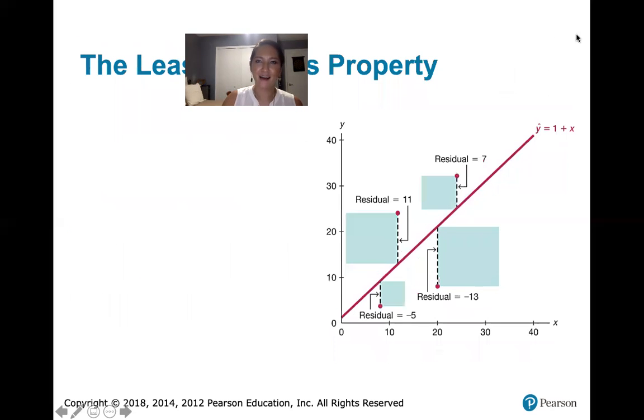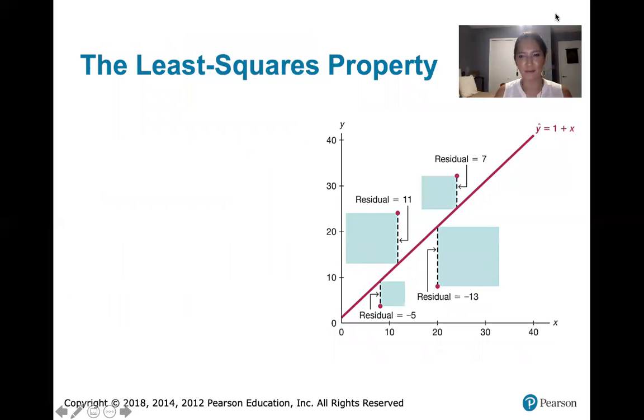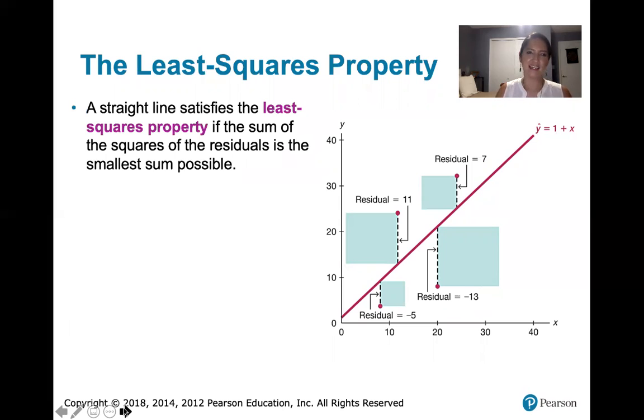Okay, so now we can talk about the least squares property. If you were wondering why there were all these little squares around here, there's a reason for that, and it's related to this least squares property. This least squares line, or best fit line, is best fit in the sense that it satisfies the least squares property. We say that a straight line satisfies that property if the sum of the squares of the residuals is the smallest sum possible. You might think about that a little bit.